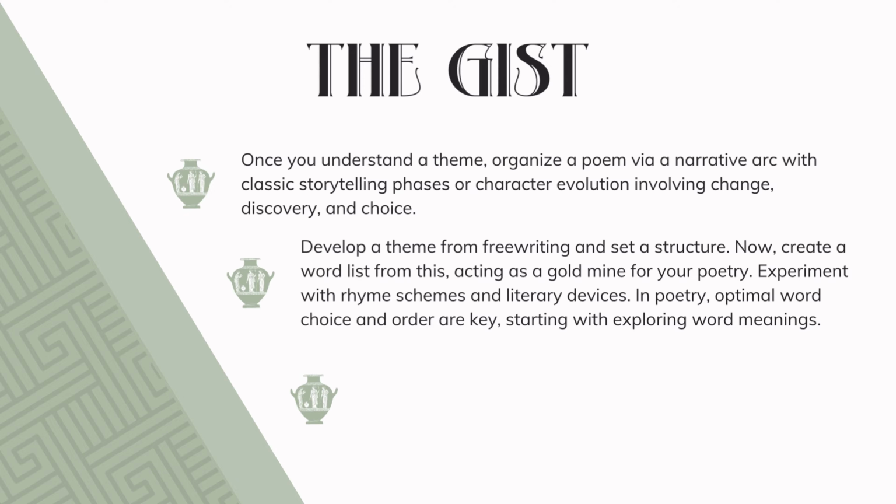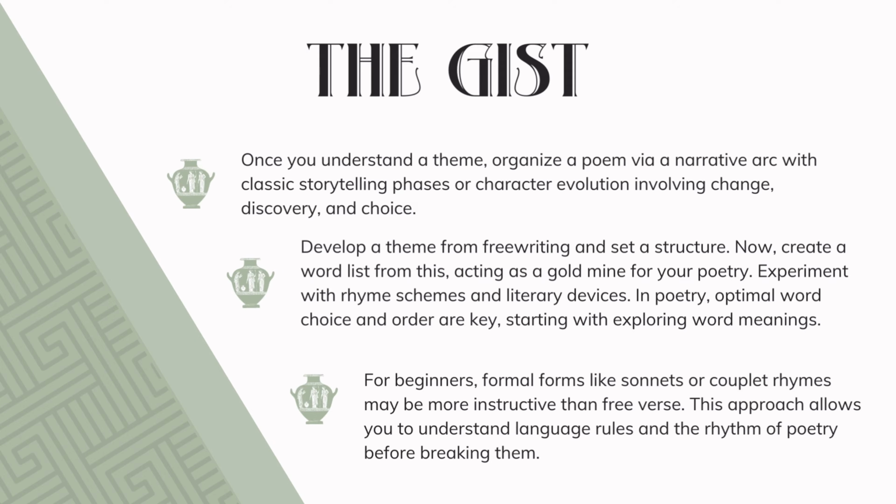What's next? A word list, and you have plenty of golden nuggets to sift from in the free writing. And this is a helpful step when you want to set rhyme scheme or play with literary devices like assonance or consonance. Remember, poetry is about choosing the best words in the best order, and that starts out playing around with words and their meaning. Depending on how comfortable you are with forms, I recommend using formal forms like sonnet or couplet rhymes rather than free verse when you are new and need to learn how to break the rules of language, and more specifically, the musicality of poetic language.